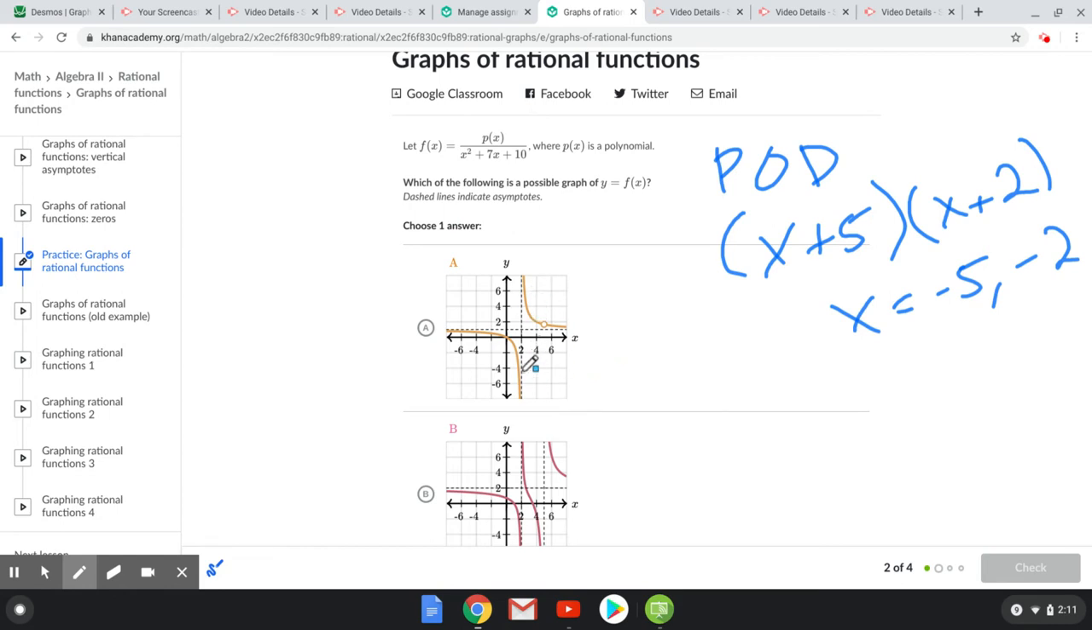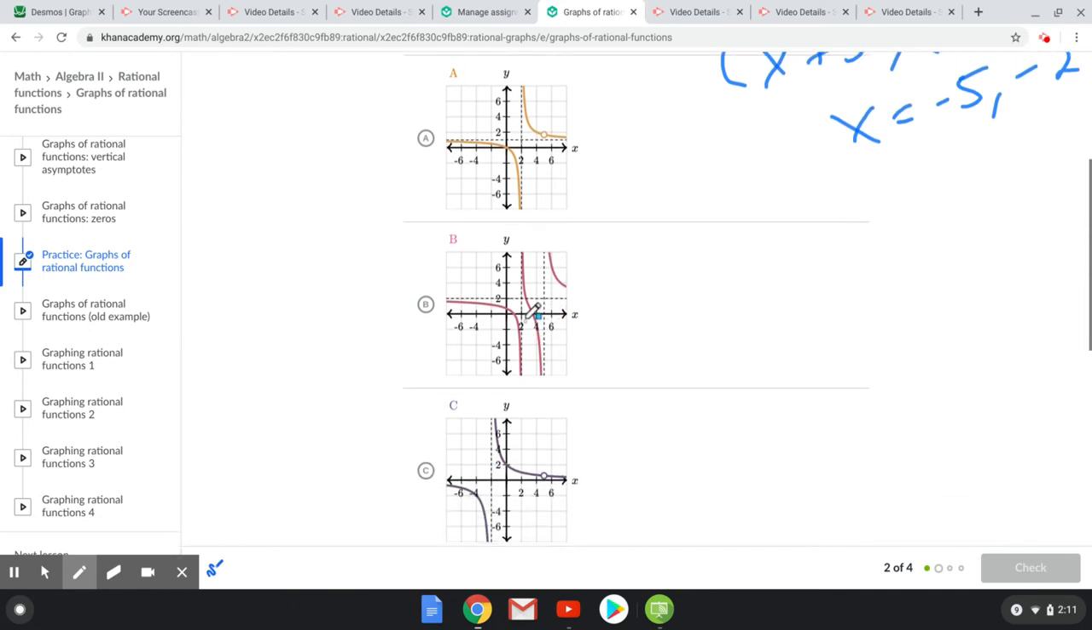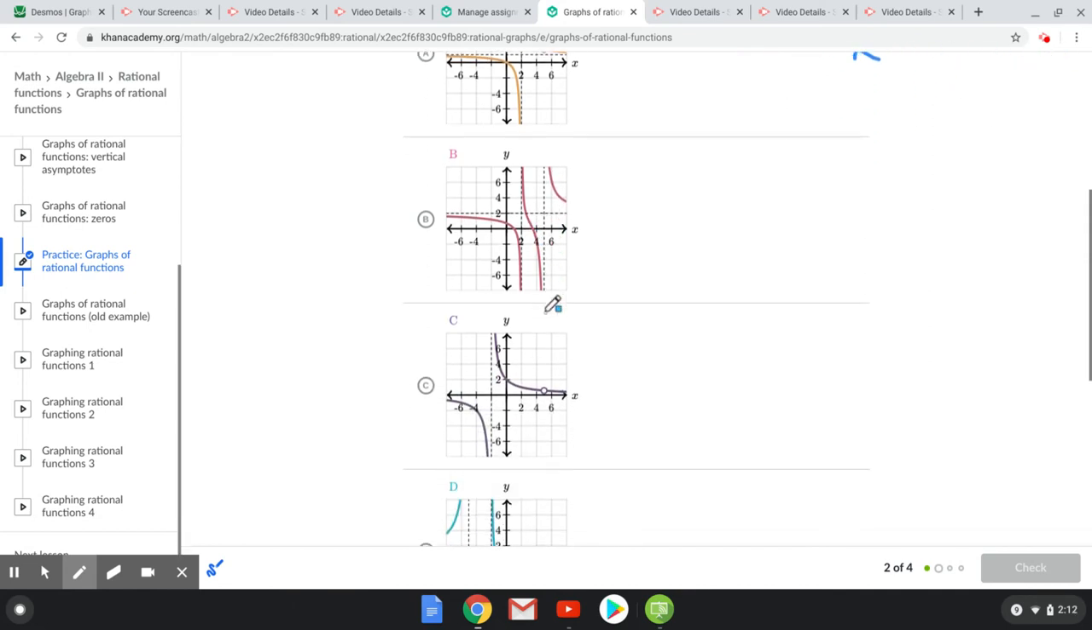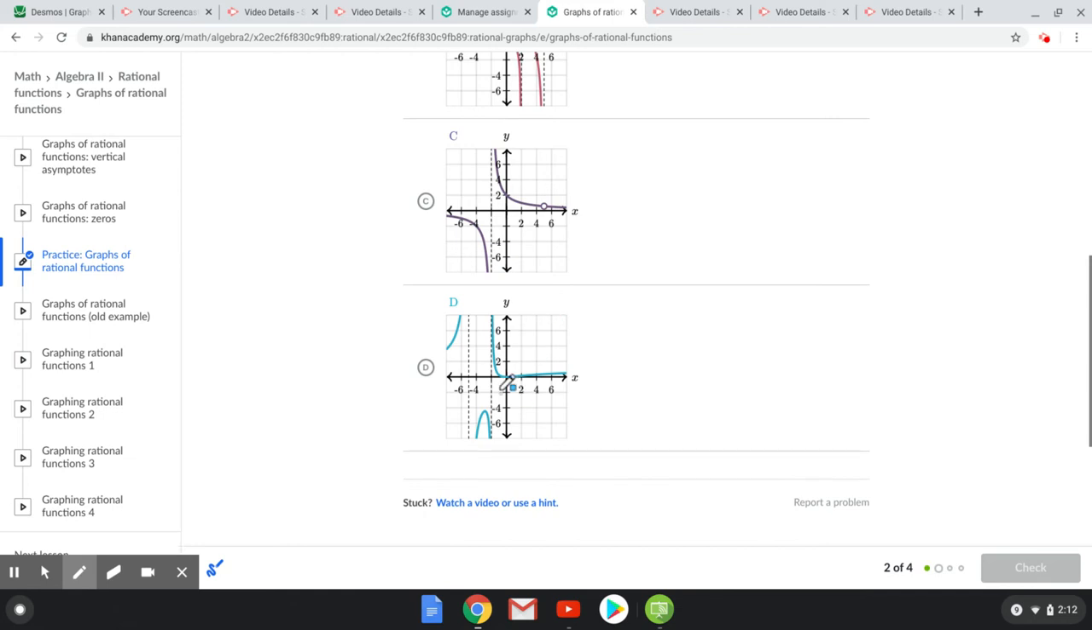So these are positive, so that doesn't work. It's +2 and +5, so that doesn't work. Again, these are positive. This one is negative, but this one is positive, so that doesn't work. So this is the only one where they're both negative, -2 and -5. So this has to be the right one.